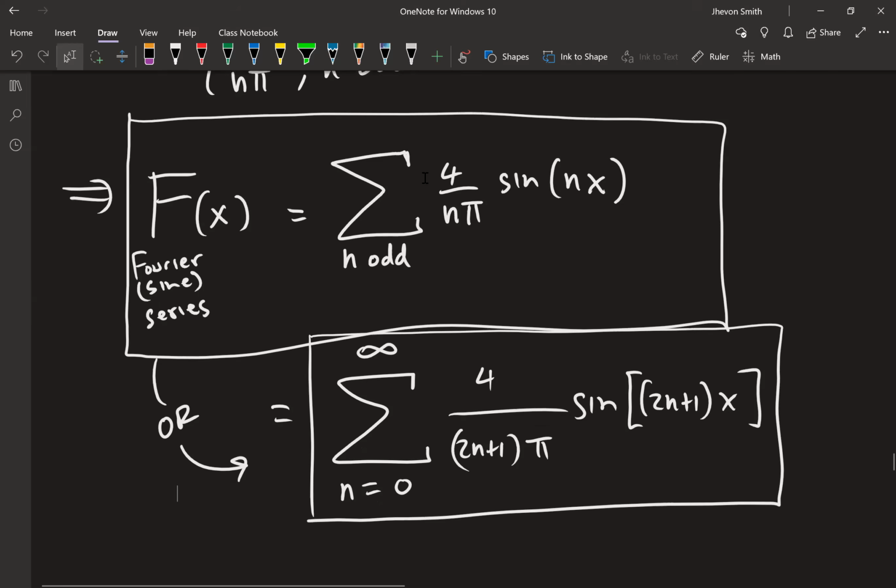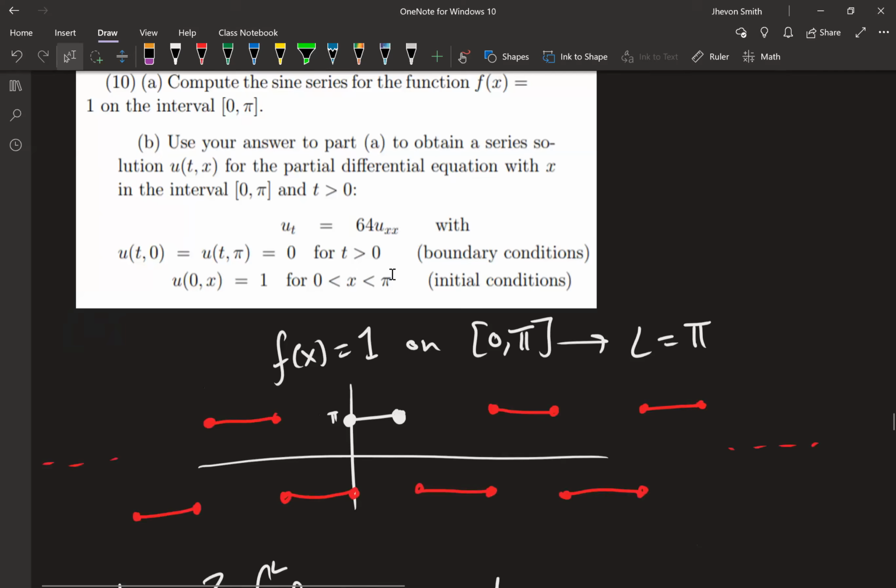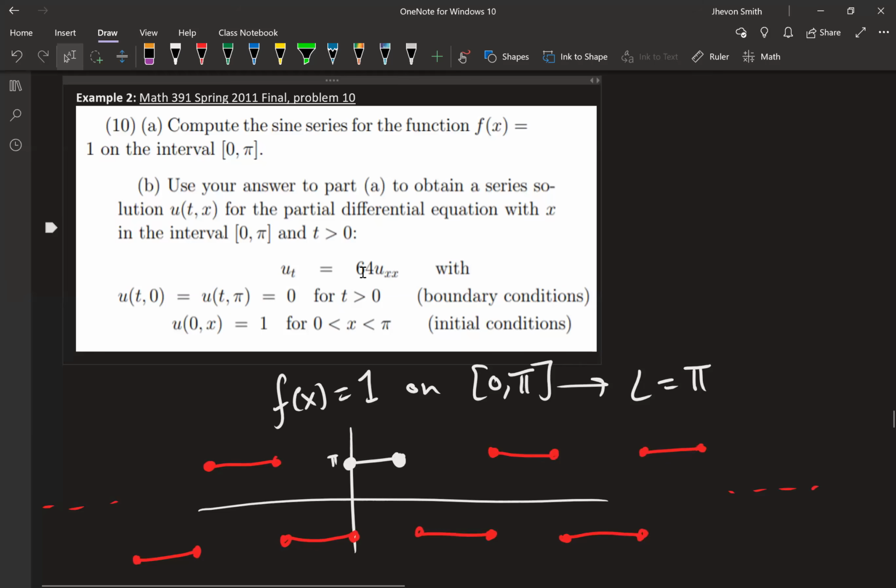All right, now we move on to part B. Now, if we look at part B, you will notice, again, it looks like a very familiar form. It is actually a boundary value problem. We have the boundary conditions and the initial conditions. So here I can see that my alpha squared is 64.